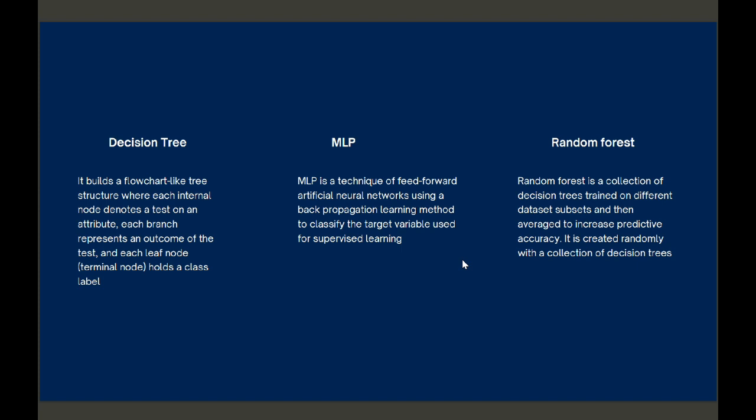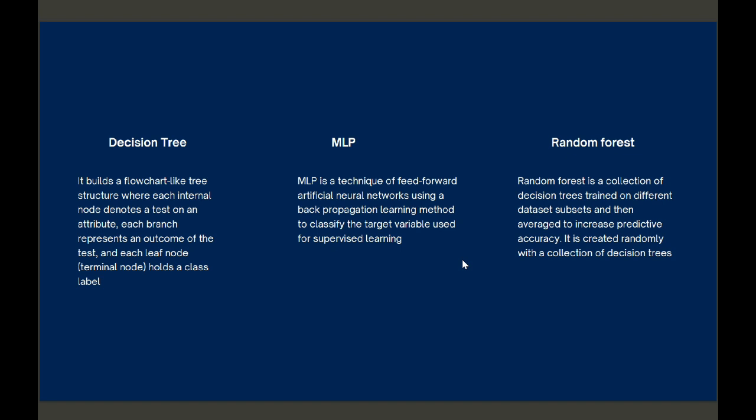Then we have decision tree. It builds a flowchart like tree structure where each internal node denotes a test on an attribute. Each branch represents an outcome of the test, and each leaf node holds a class label.